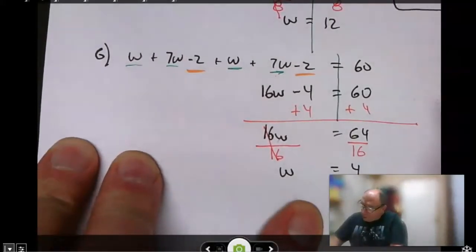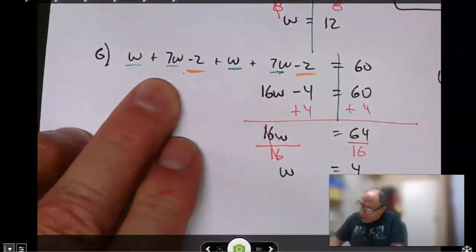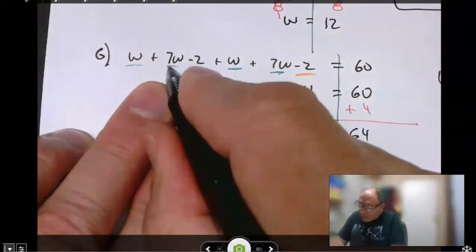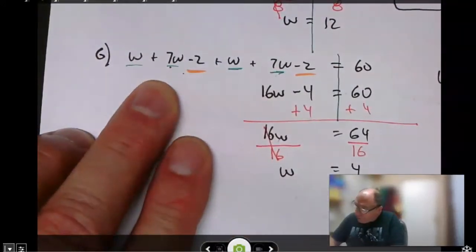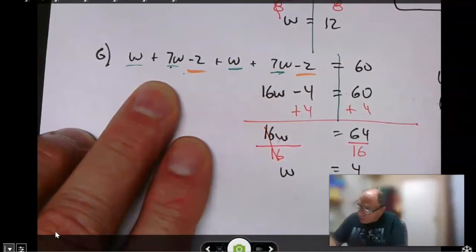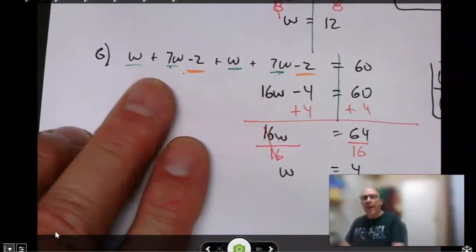So in the answers that I'm looking for, the width is 4, but notice that the length is 7 times the width, which we now know is 4, minus 2. So our length is 28 minus 2, or our length is 26. The length is 26. Notice how I'm writing this so I can go find my answer on the other side.